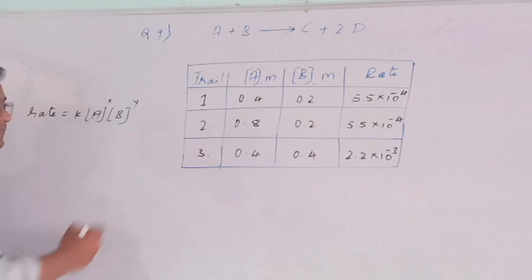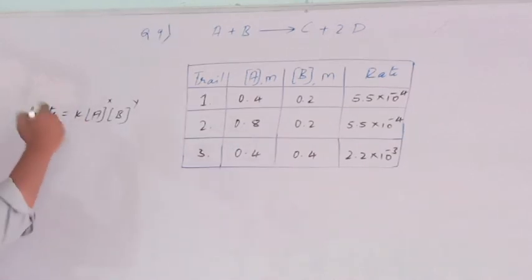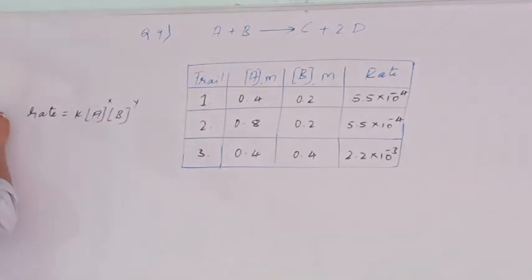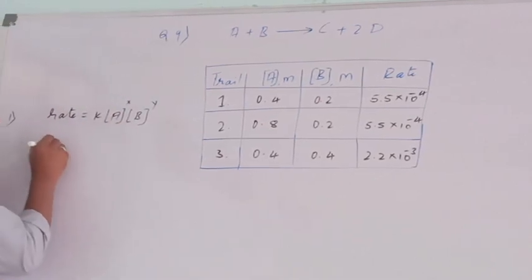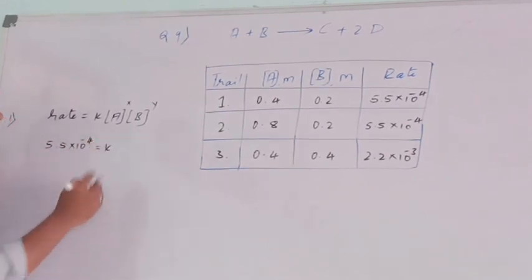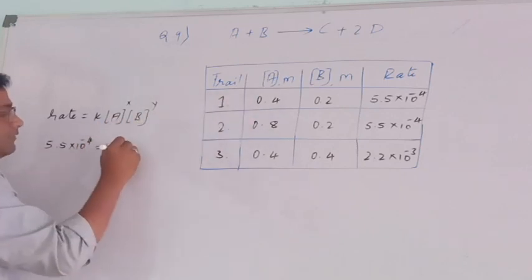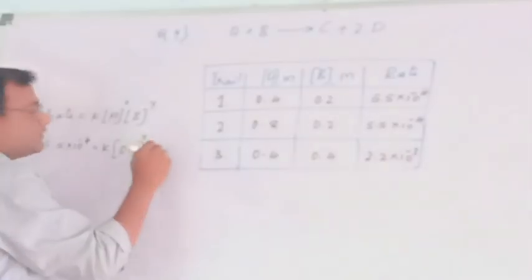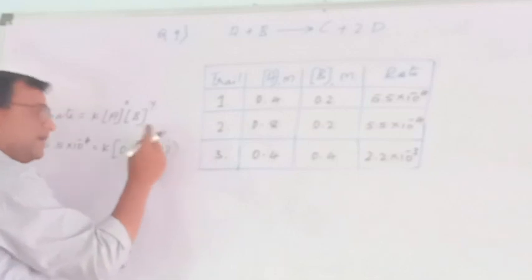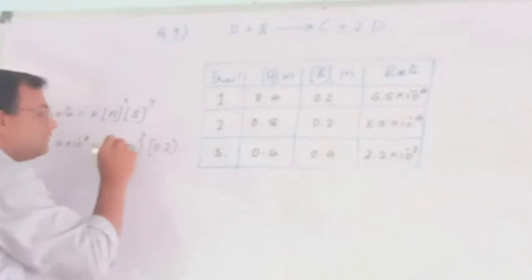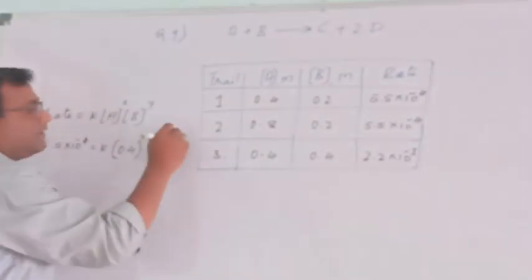When we apply this to the first experiment, instead of rate we write the rate for the first trial. Then 5.5 into 10 raised to minus 4 is equal to K, which is a constant, times molar concentration of A, 0.4, power X, which we still don't know, and molar concentration of B, 0.2. You can write these values in square brackets.